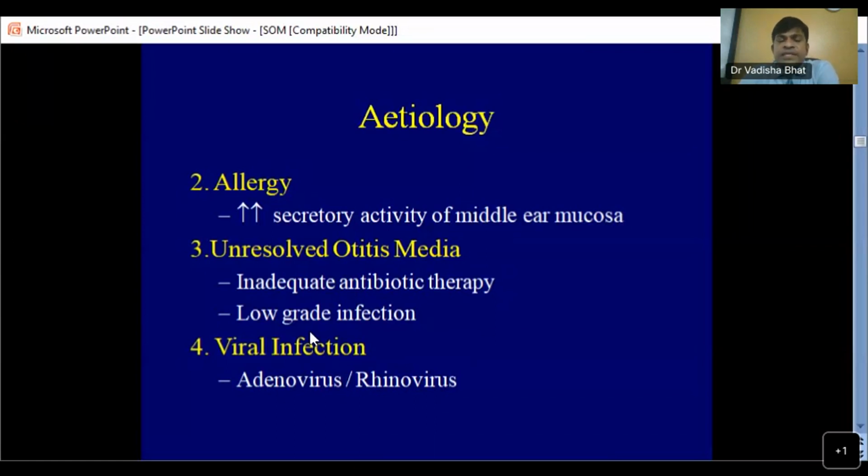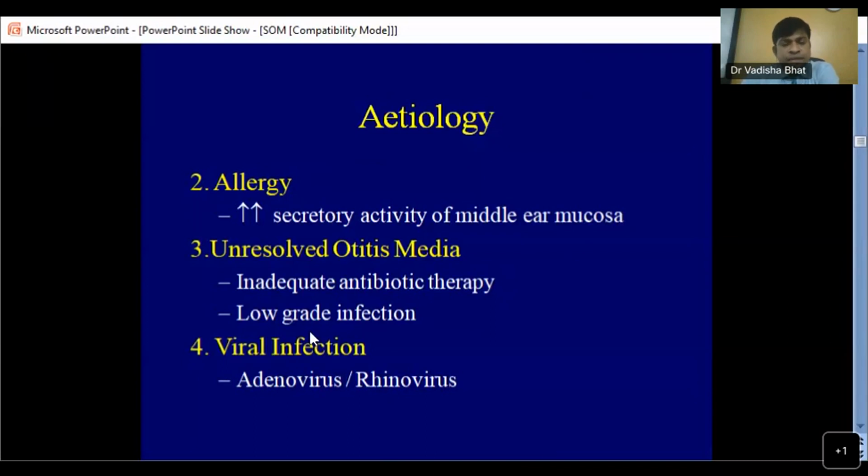And many times it happens that the virulence of the organism causing acute otitis media is low. Hence, the patient may not present with the classical symptoms of acute otitis media. Hence, the inadequate treatment with anti-inflammatory drugs leads to a prolonged illness. However, it is not aggressive enough to cause suppuration. And that is how unresolved otitis media may cause serous otitis media or otitis media with effusion.